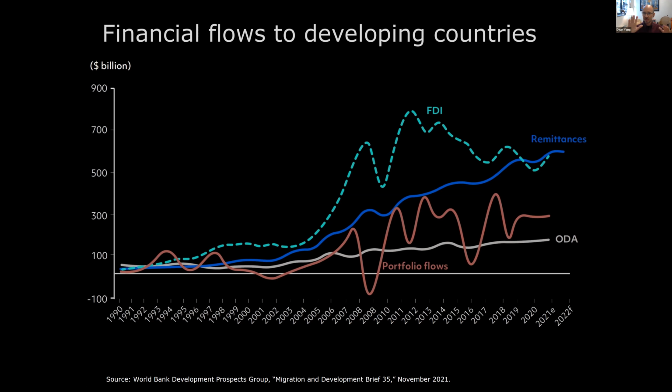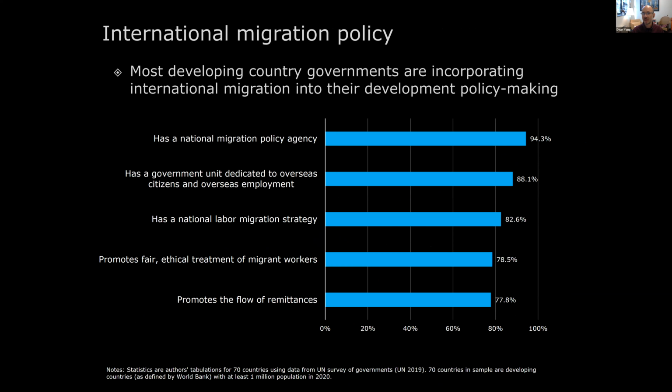So the migrants achieve huge income gains when they move to developed countries for work. The remittances they send back are a very important and large type of international financial flow. Perhaps it shouldn't be surprising then that international development policy around the world is starting to incorporate international migration into policymaking. So most developing country governments today are incorporating international migration into their development policymaking.